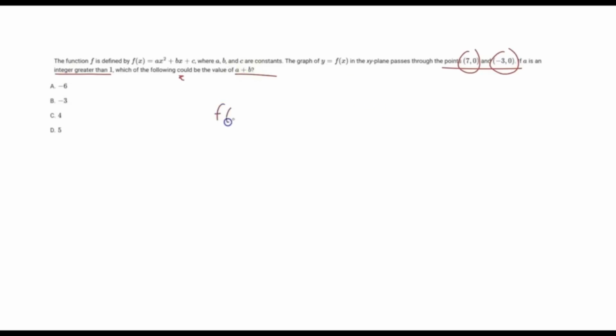So we know f of x is our function, and a is an integer greater than 1, except we don't know what it is, right? So let's just write a to represent it. However, what we do know are the roots, and that is 7, 0 and negative 3, 0. So when you have these coordinate points as solutions, you can rewrite them in their factored form. So 7, 0 can be rewritten as x minus 7, because when you set this equal to 0 and solve, you get positive 7. And negative 3, 0 can be rewritten as x plus 3.